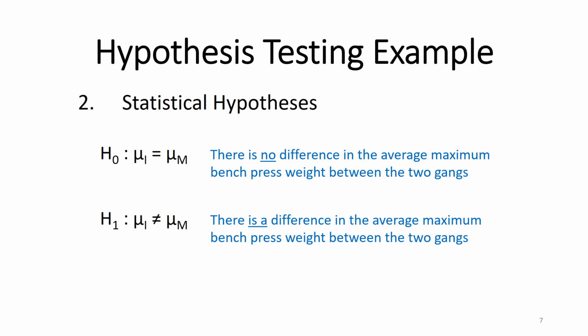Our research hypothesis on the other side would say that there is a difference. We're not predicting a directional difference. As I've stated before, we are always going to be focusing on two-sided or non-directional tests in this course. So our research hypothesis is simply saying that if there is any difference at all, we need to capture that. That's why it's set up as mu I does not equal mu M. So if there is any difference at all, that reflects a difference in the average maximum bench press weight between the two gangs. Let's move on to the next step.